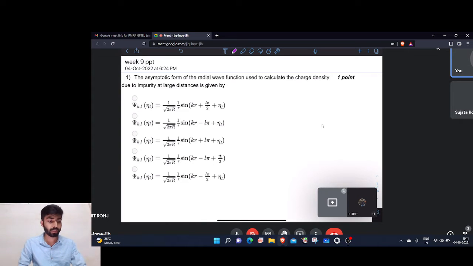So welcome to the week 9 assignment solution for the course Bonds and Bands and Solids. Today we'll be solving our assignment 9, whose problems are as follows. The first problem is that the asymptotic form of the radial wave function used to calculate the charge density due to the impurity at large distances is given by.